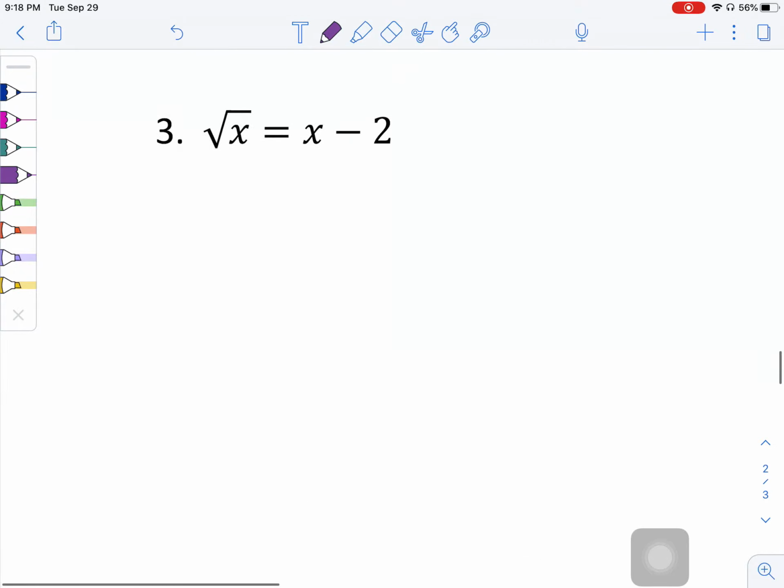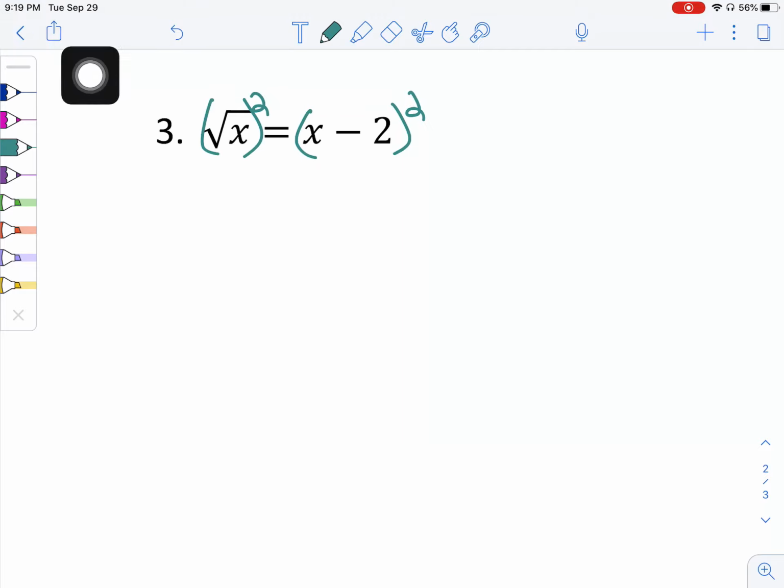On down to problem number 3 here. The kind of nice thing with problem number 3 is that the root is already isolated. The not so nice thing about problem number 3 is when we go to get rid of that root by squaring, we're going to have to square this x minus 2. So we've got x here equals x squared minus 4x plus 4. However you do your multiplication, do your multiplication.